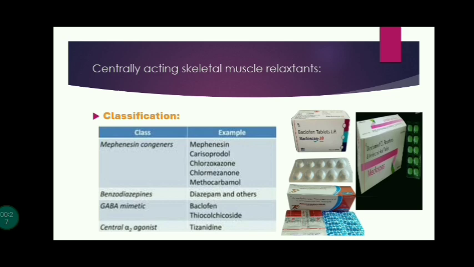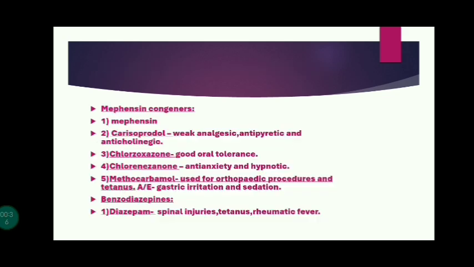Now centrally acting skeletal muscle relaxants. They have 4 major types: mephenesin congeners, benzodiazepines, GABA mimetics and centrally acting alpha-2 agonists. Let's see each one individually. Among the mephenesin congeners, the second one is carisoprodol. It is a weak analgesic, antipyretic and anticholinergic. The third one is chlorzoxazone. It has good oral tolerance. The fourth one is chlormezanone. It is an anti-anxiety and hypnotic drug. The fifth one is methocarbamol. It is used for orthopedic procedures and tetanus. Its adverse effects are gastric irritation and sedation. Most of the centrally acting skeletal muscle relaxants have gastric upset as a very general adverse effect.